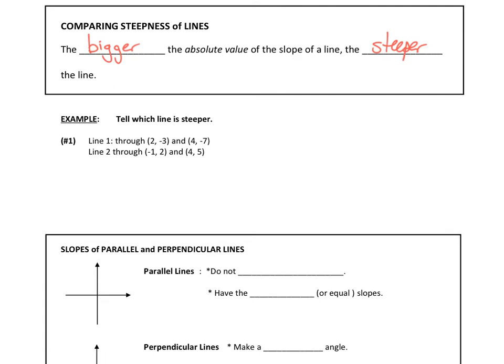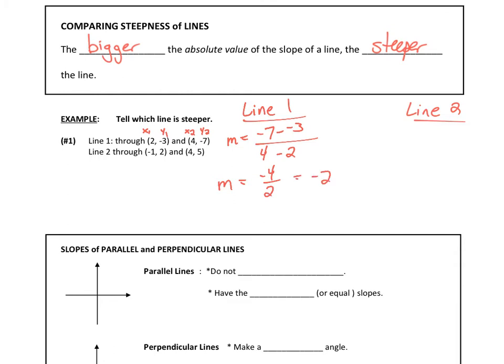If you look at line 1, we'll find the slope. So line 1 and line 2. So line 1, you're going to take y2 minus y1. So slope equals -7 minus -3 over x2 minus x1, so 4 minus 2. So the slope is -7 minus -3 would be -4 divided by 2. So the slope of this line is -2.